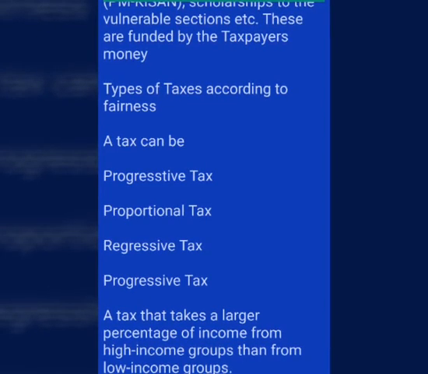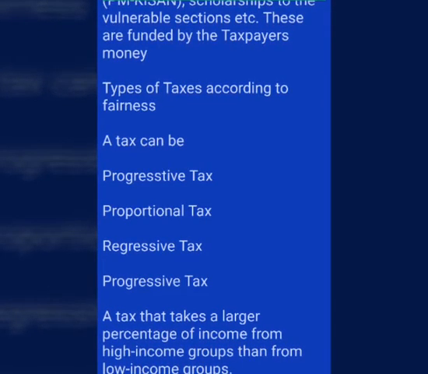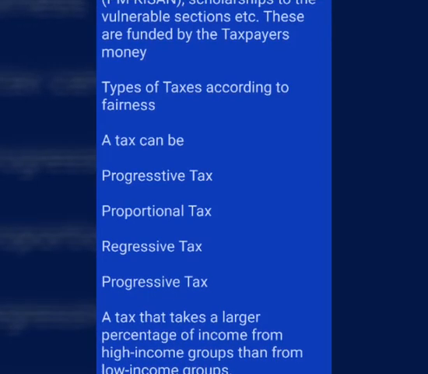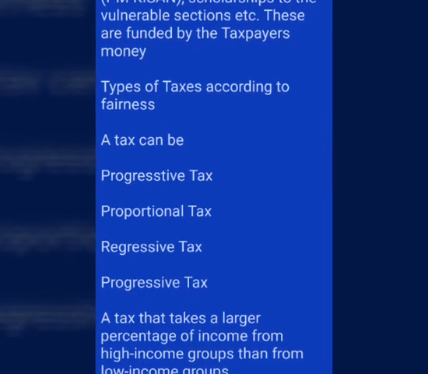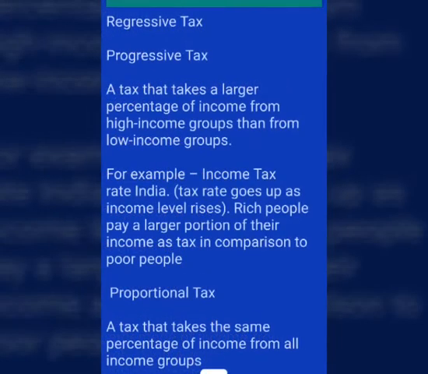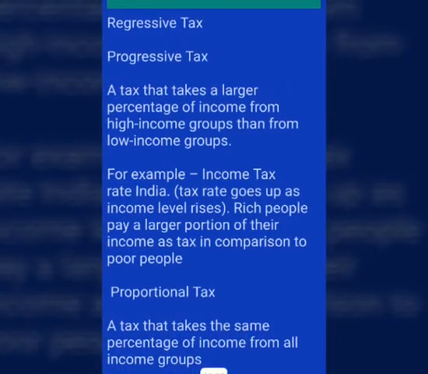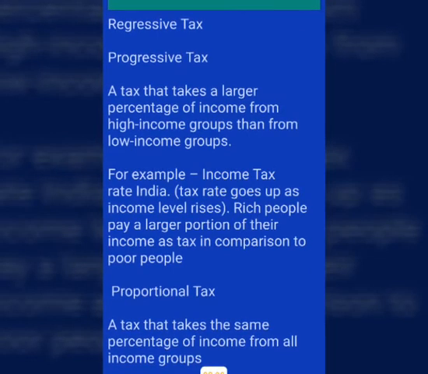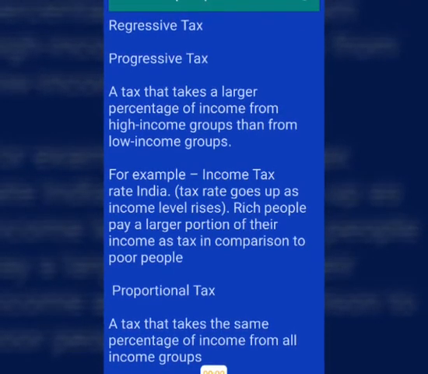Proportional tax: a tax that takes the same percentage of income from all income groups. For example, if the government decides to have a single slab in income tax rate, let us assume 30%, then the percentage of income paid in taxes will be the same for the low-income group, middle-income group and high-income group.